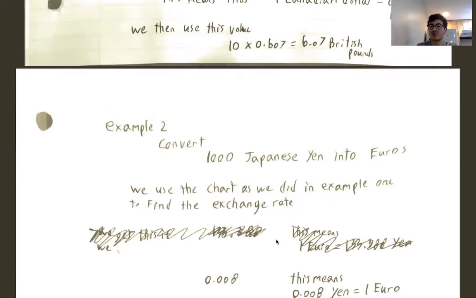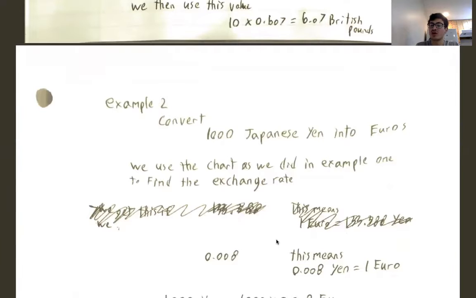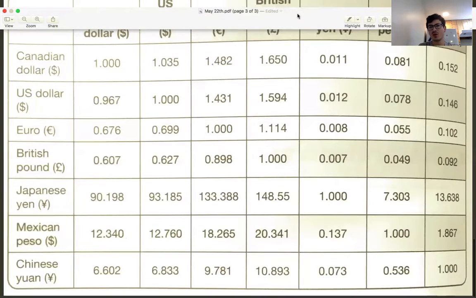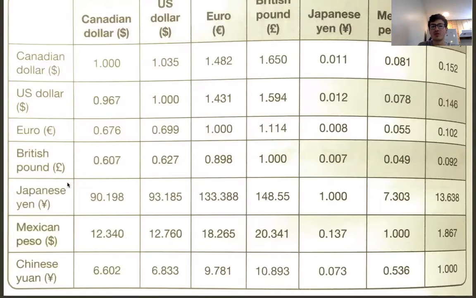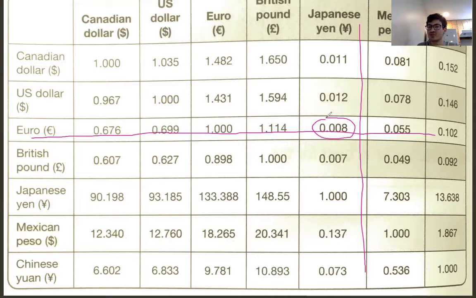Here, and I'll skip through finding it, but I'll show you again below. So we want to convert 1,000 Japanese yen into euros. Let's use the chart we have below. The unit we want to convert into is going to be euros. Make a line of drawing through the numbers. And the unit we have is going to be Japanese yen. So we see that the square that's in both this row and column is going to be 0.008. So that's our conversion value.